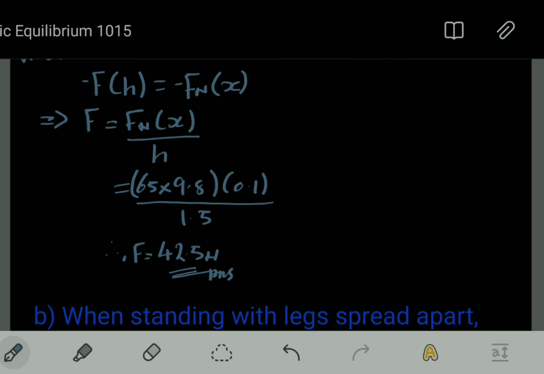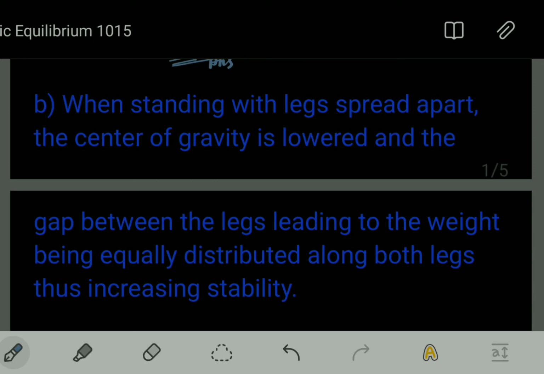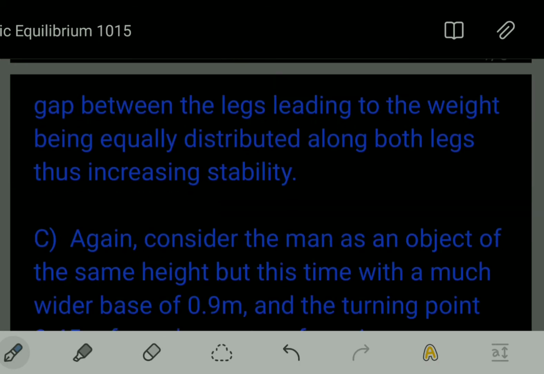So notice here, it's not the 45.7 as stated in the question, because the mass that was given there was 65 instead of 70 kgs. So if you use 65 kgs, you are finding the value of F to be 42.5 newtons. Then part B here is just a matter of explaining about the stability of an object when the base is widened. So it's just a matter of considering the stability and the center of gravity here.